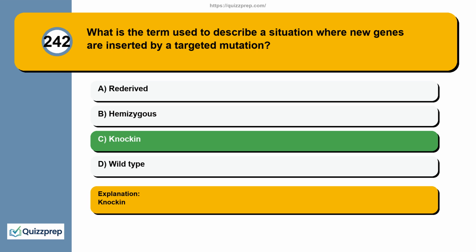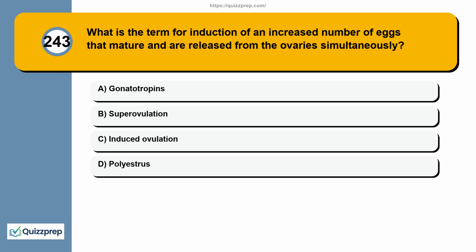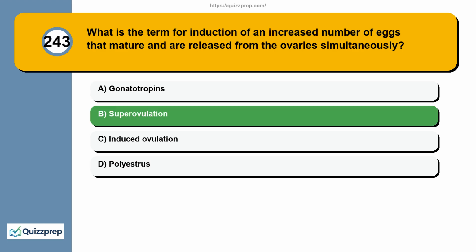Question 243. What is the term for induction of an increased number of eggs that mature and are released from the ovaries simultaneously? Option A, gonadotropins. Option B, superovulation. Option C, induced ovulation. Option D, polyestrus. The correct answer is option B, superovulation.